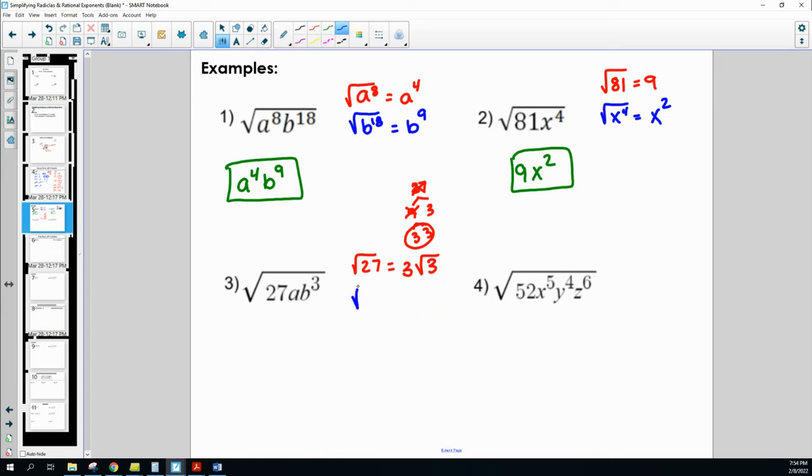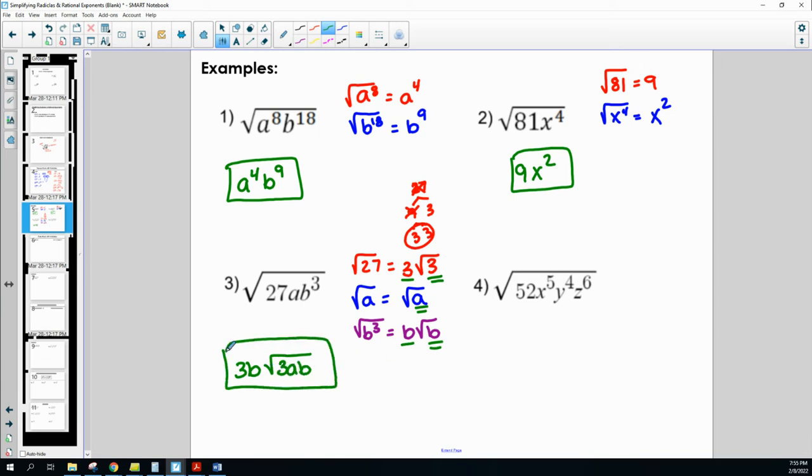And next we have the square root of a, and since the exponent is less than the index, we're just going to keep it as square root of a. And then for square root of b cubed, it's odd, so we're going to subtract 1 to make it 2, divide it by 2 to get 1, square root b. So now we want to put it together, so anything on the outside will stay on the outside. So we have a 3 and a b. And then anything underneath the radical stays together, so 3ab. And that is our simplified answer.